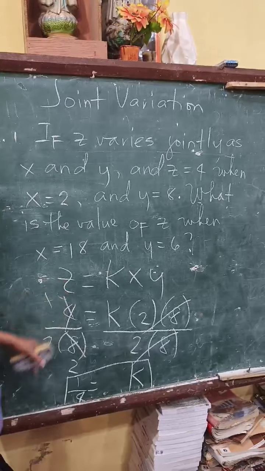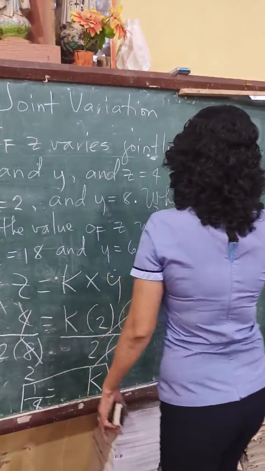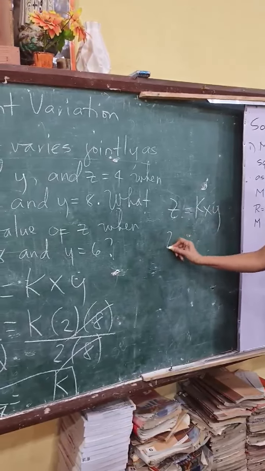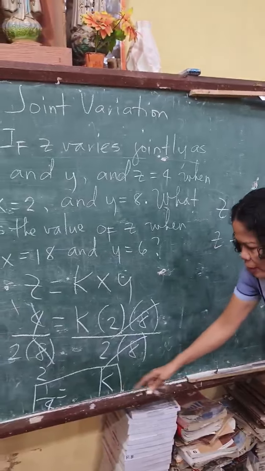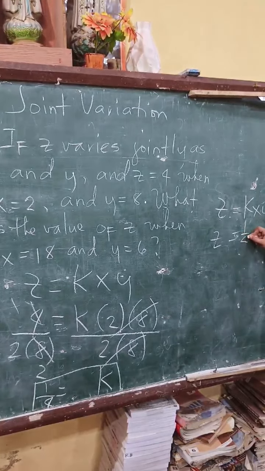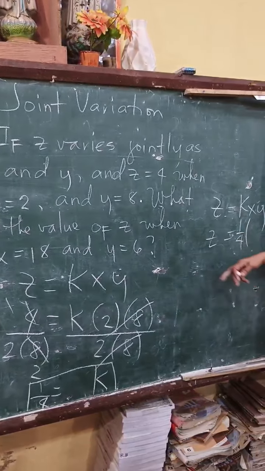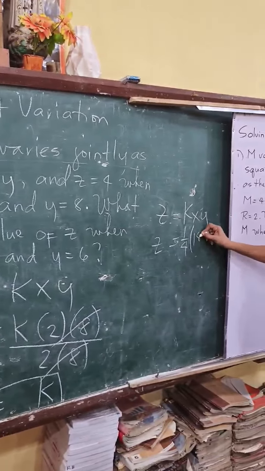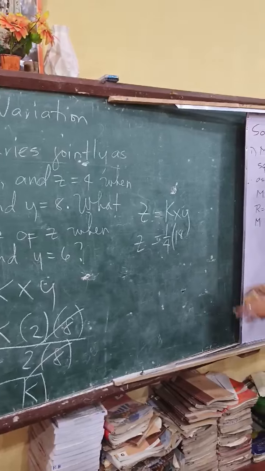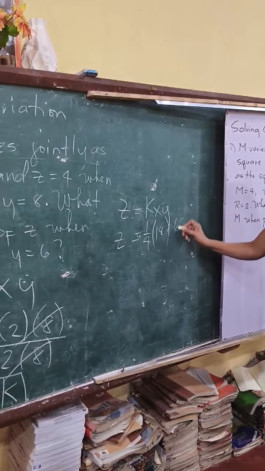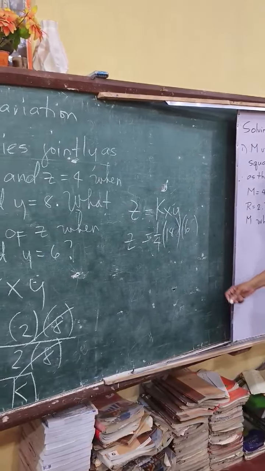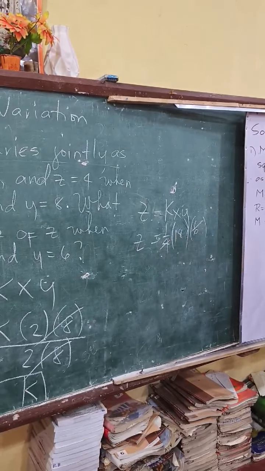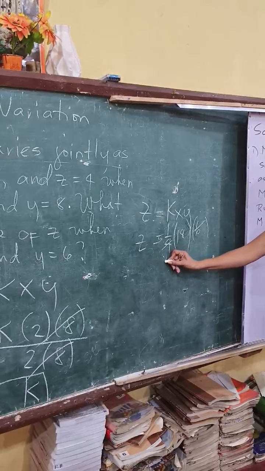So to solve the value of Z, we have Z is equal to KXY. So Z is equal to the value of K, which is 1/4, times the value of X, which is the second value, 18, and the second value of Y, which is 6. After that, you can simply cancel 6 and 4. This is divisible by 2, so what will be left here is 2.